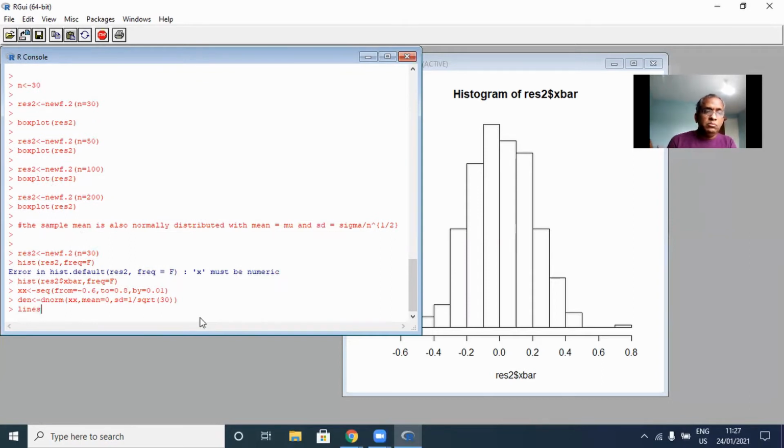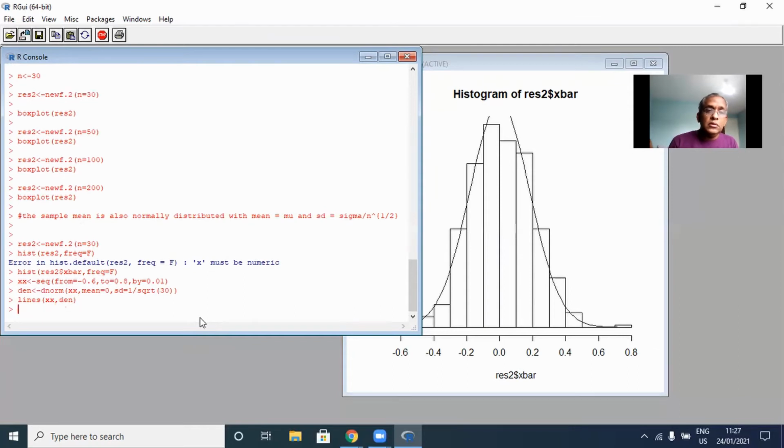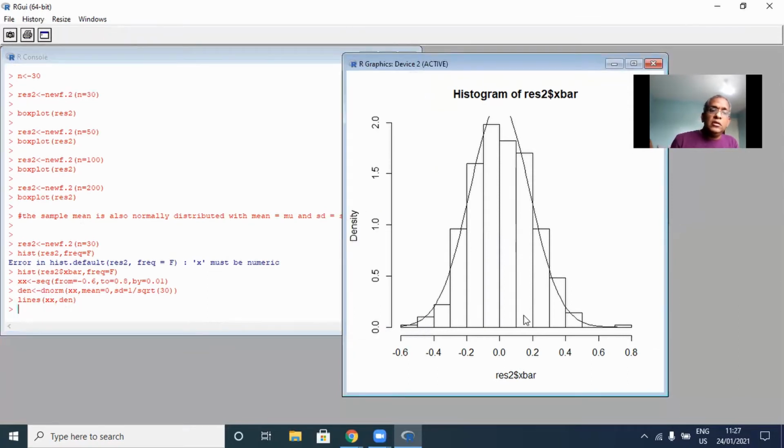Then you do the line plot of xx versus den. And this is what you get. You see the fitted normal PDF fits the histogram pretty well, as you would expect, because that's the theoretical result. So this is with n equal to 30.